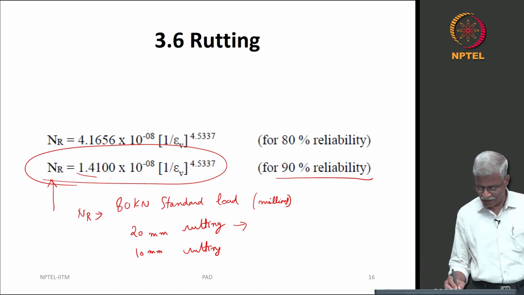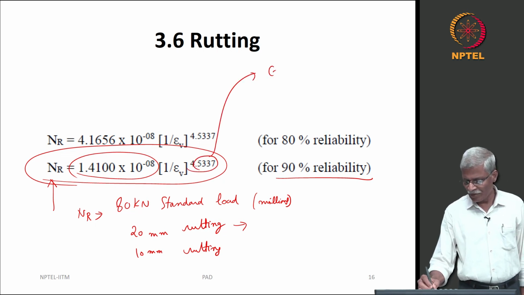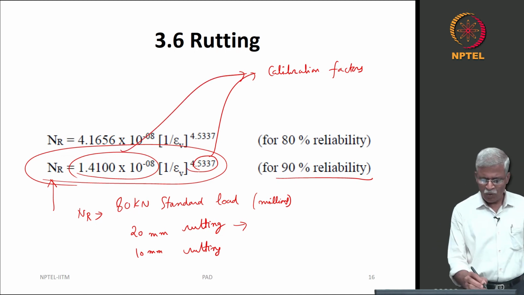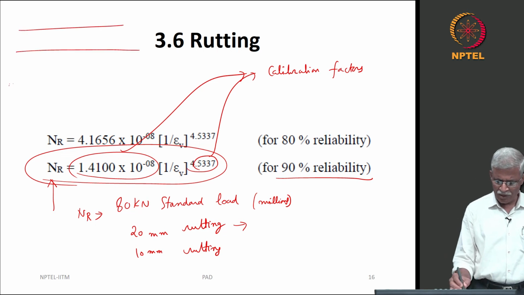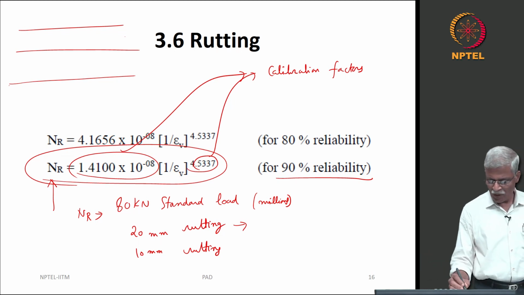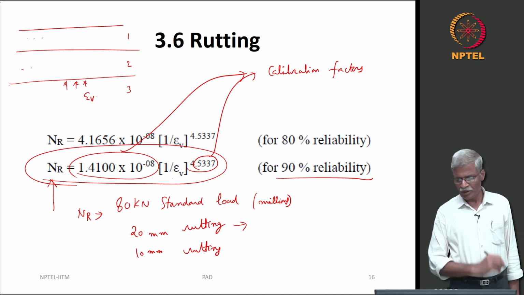Let us come to this side. Now, what are these factors? These are what are called calibration factors. So, this is where your mechanistic empirical will play a critical role. What is this epsilon V? Oh, I know what epsilon V is. All I really need to do is use SkenPave or IIT Pave, whatever you want: layer 1, layer 2, layer 3, and let us say this is my subgrade. I can put the material properties here and I can compute epsilon V. So, this is epsilon V.